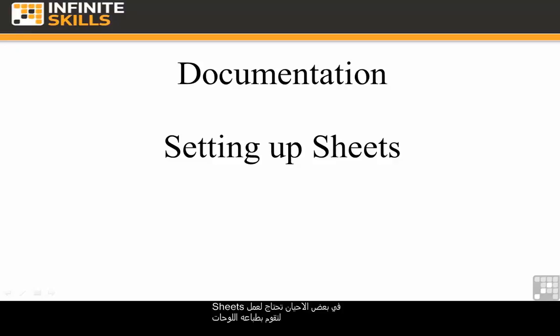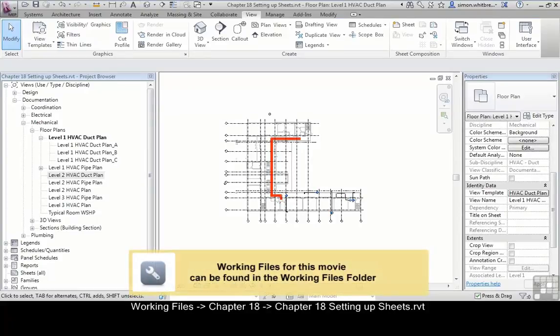At some point in time, you're going to need to create a sheet so that you can issue your drawing. Whether this is in the time-honoured tradition of paper or as an electronic copy, you're still going to want to be able to track your documentation. From your Chapter 18 folder, open the file Chapter 18 Setting Up Sheets.